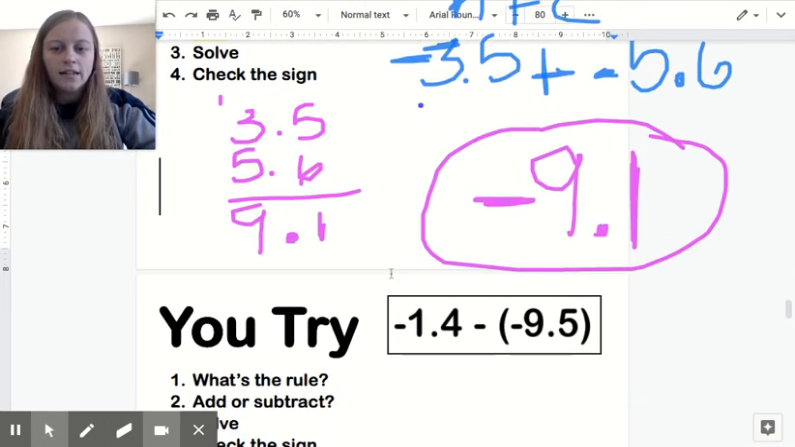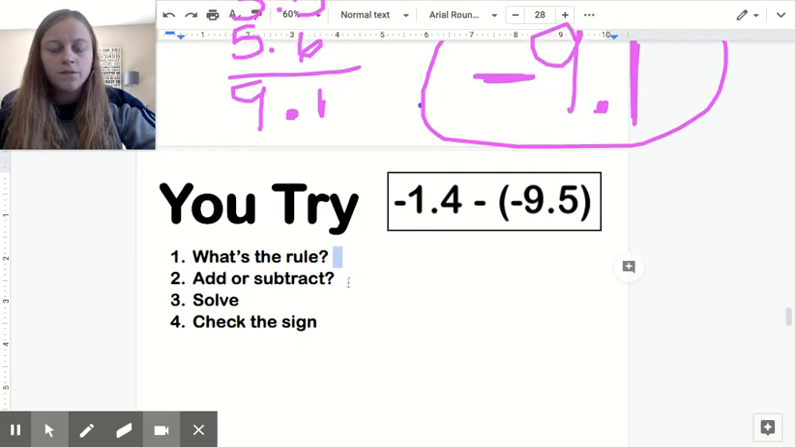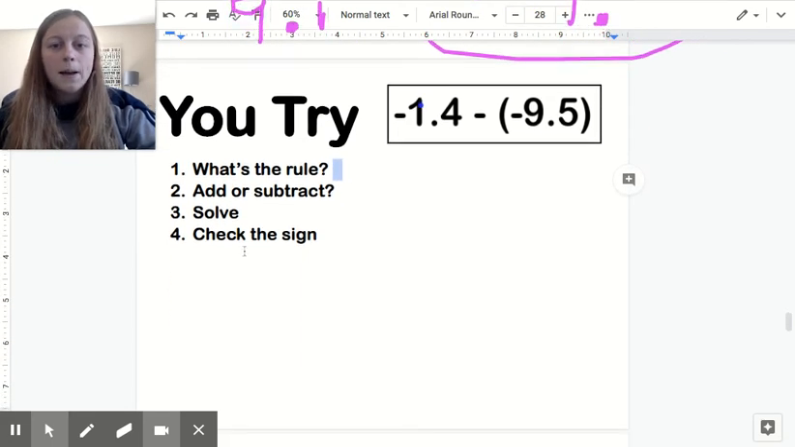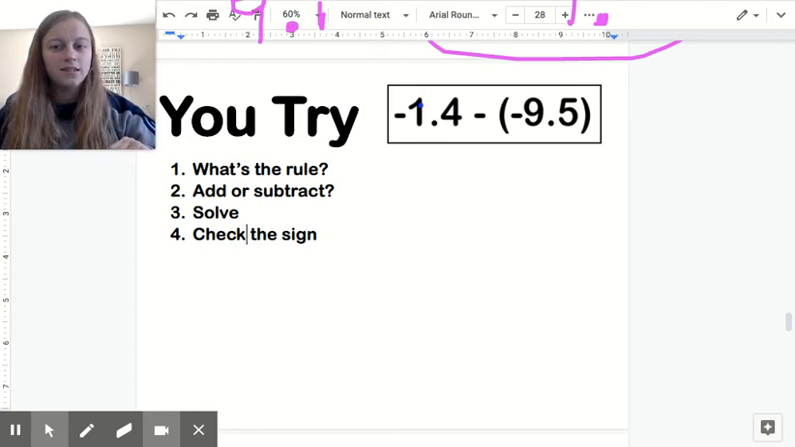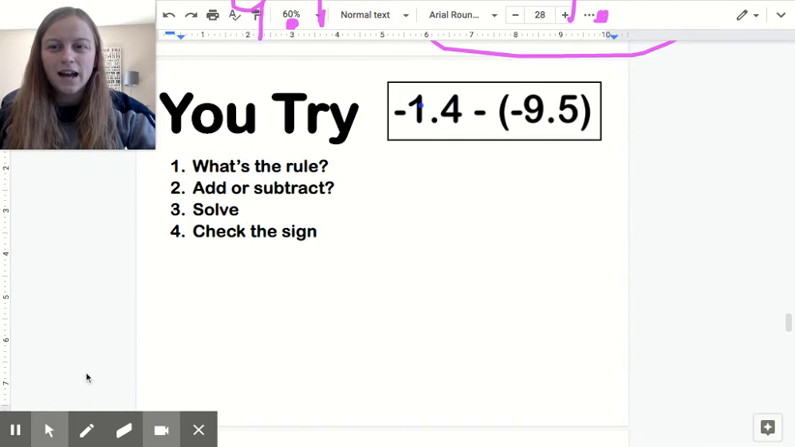Let's go ahead and you try this one. Negative 1.4 minus negative 9.5. What's the rule? Then figure out, do I really add or do I subtract these? Do that, and then check our sign. Go ahead and try it in your notebook. I'll pause the video.